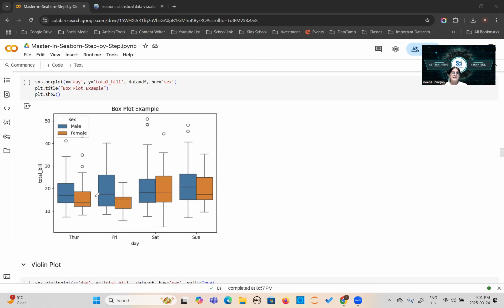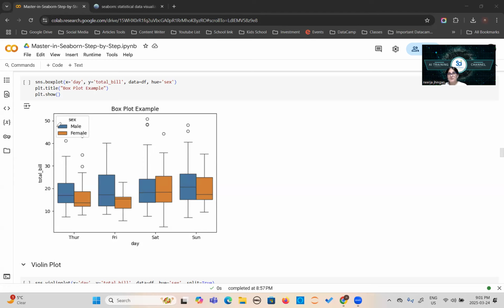And these round dots are known as outliers. Outliers means your average total bill, we can count it, is between 20 to 30, right? But these outliers are going above 30.